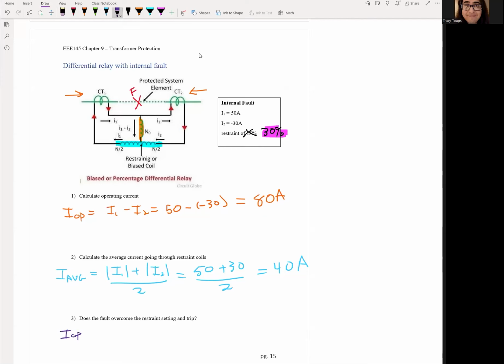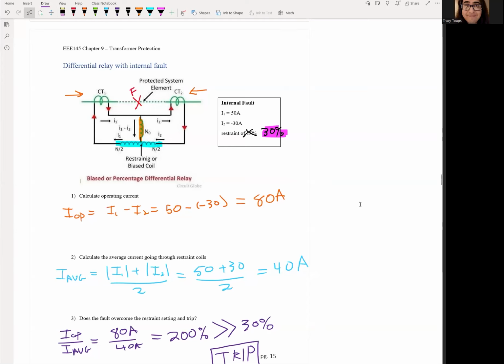Let's check those numbers. I operating over I average is equal to, in our case, 80 amps over 40, which is 200%. So immediately I know 200%, that's way, way, way too much. So this is much greater than 30%. So this is a solid trip. Okay, so that's pretty much differential relays with that restraint coil put in, right?